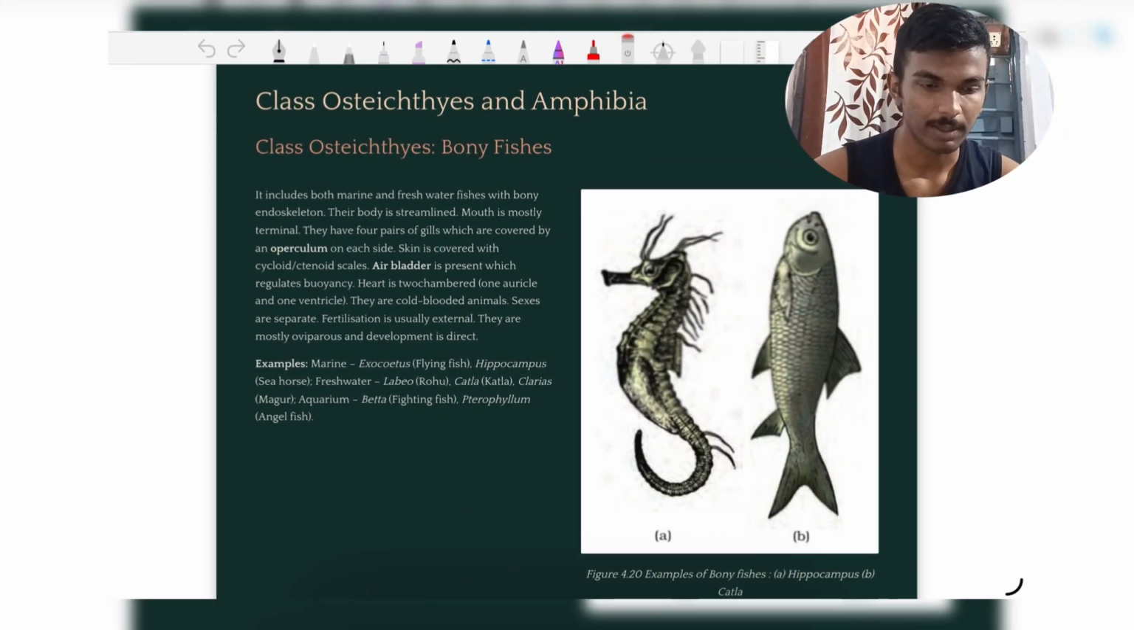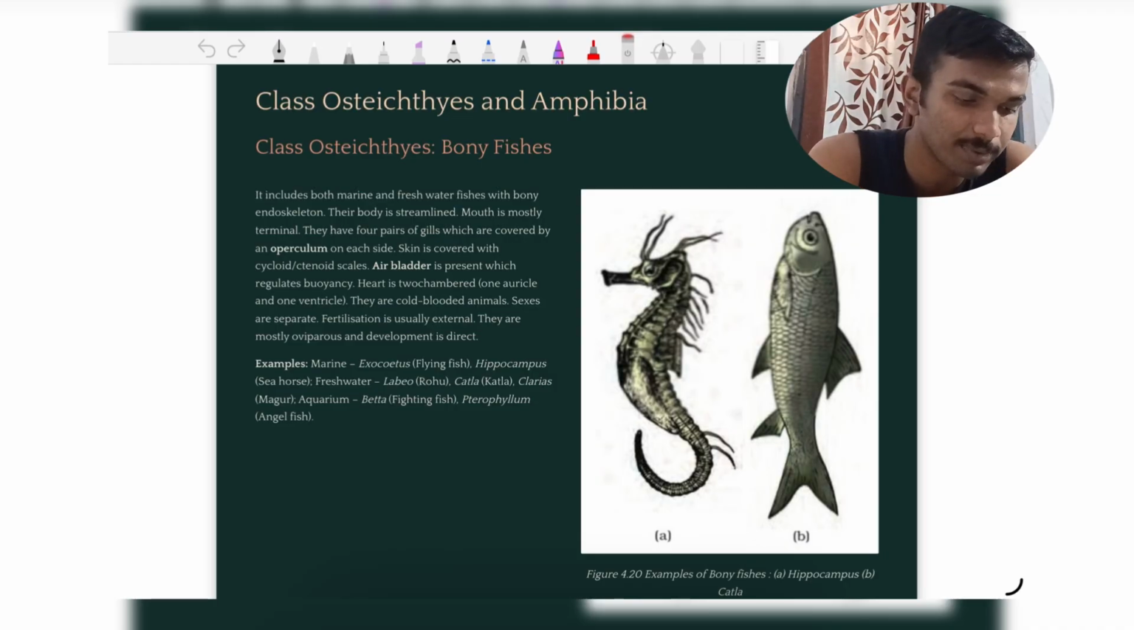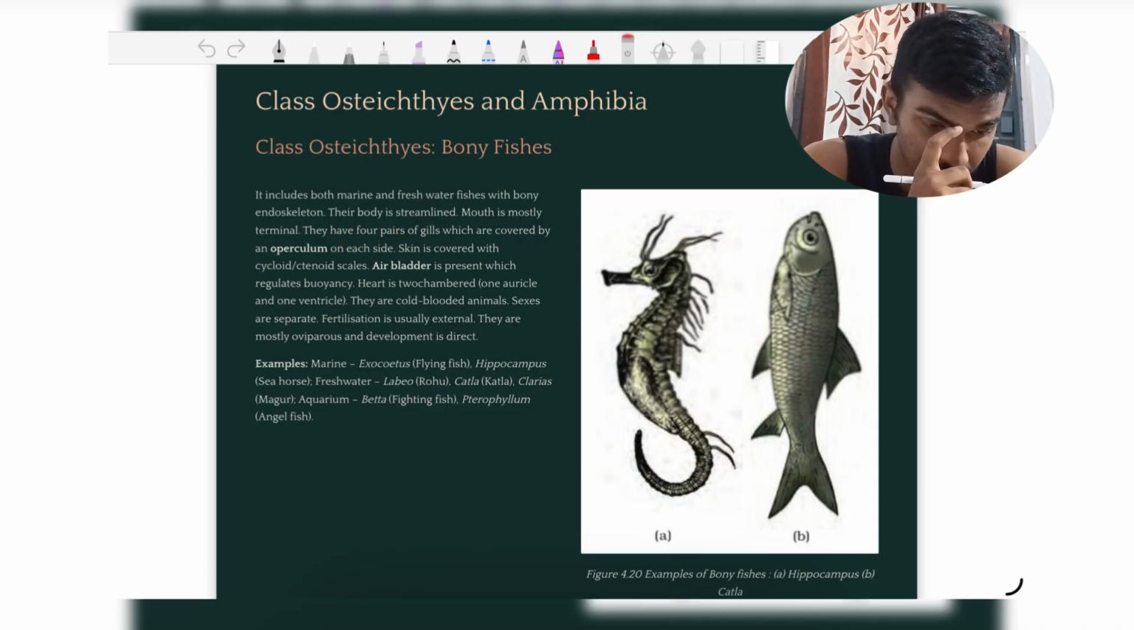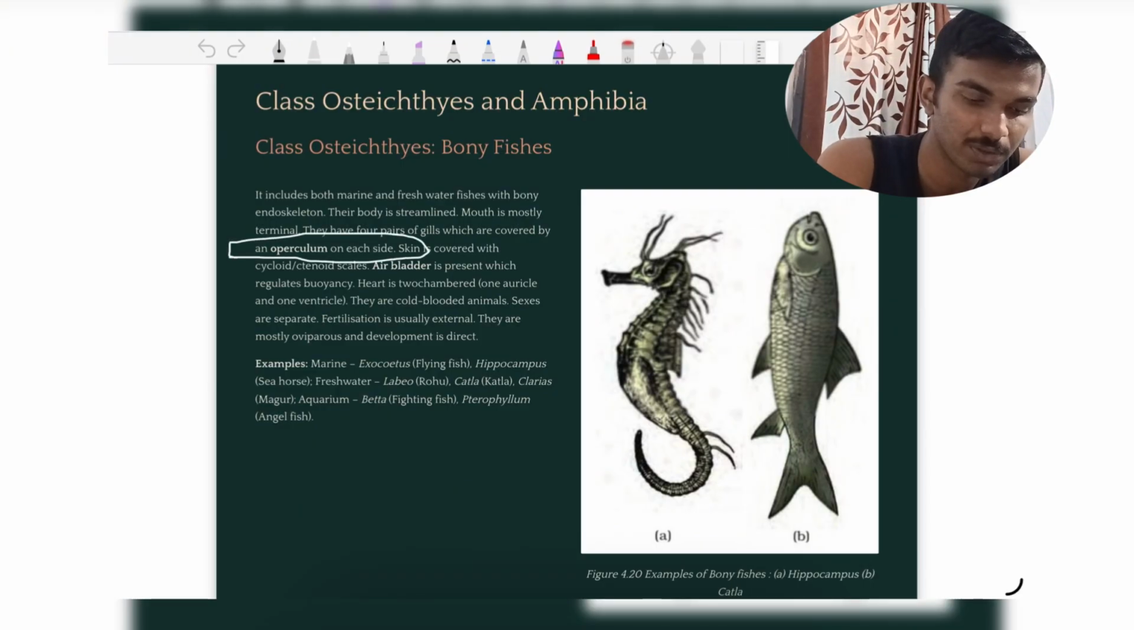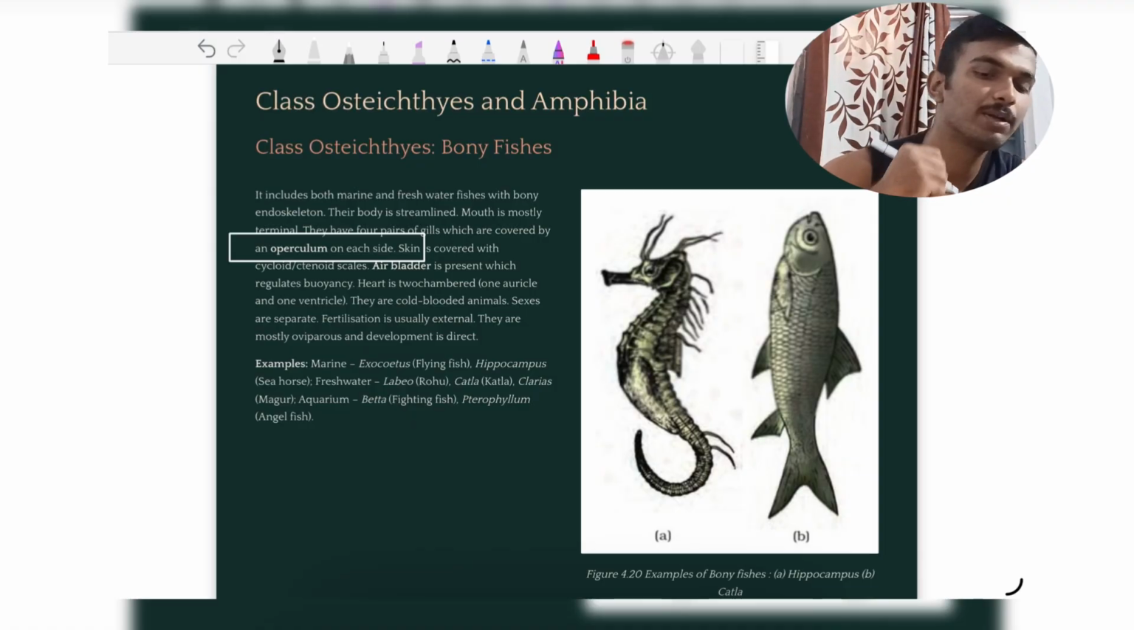Class Osteichthyes, the bony fishes. It includes both marine and freshwater fishes with a bony endoskeleton. Their body is streamlined, and the mouth is mostly terminal. They have 4 pairs of gills which are covered by an operculum on each side. This is important. They ask whether the operculum is present or not in this fish, and they will give an example, and you have to choose yes or no.